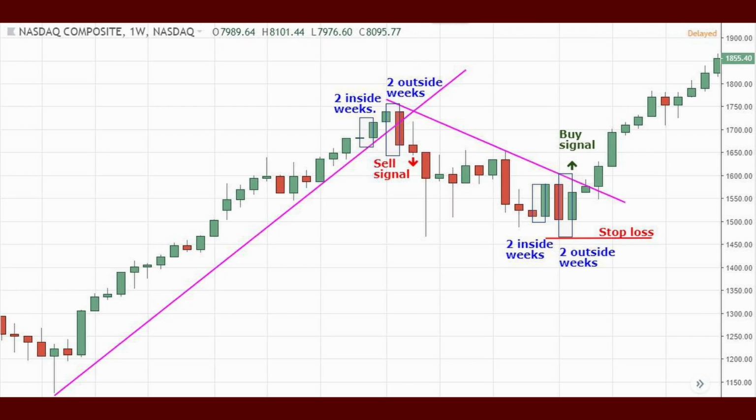Here's a simple moving average day trading strategy that can be used in any financial market. It involves spotting trends and understanding how to join the trend while controlling risk.